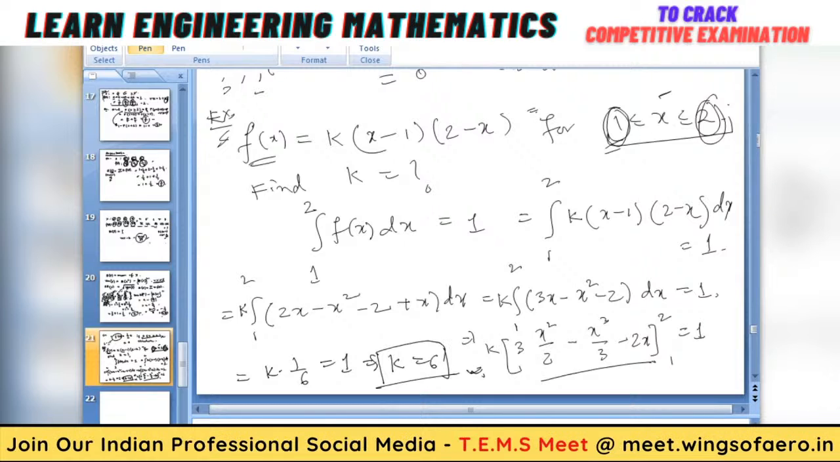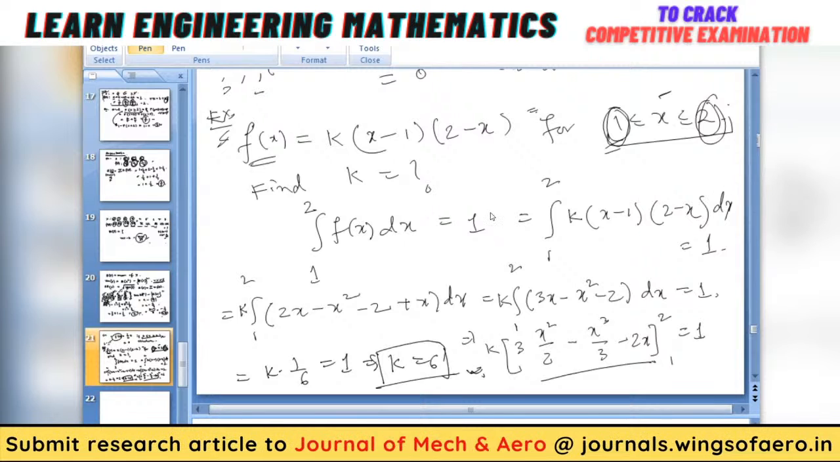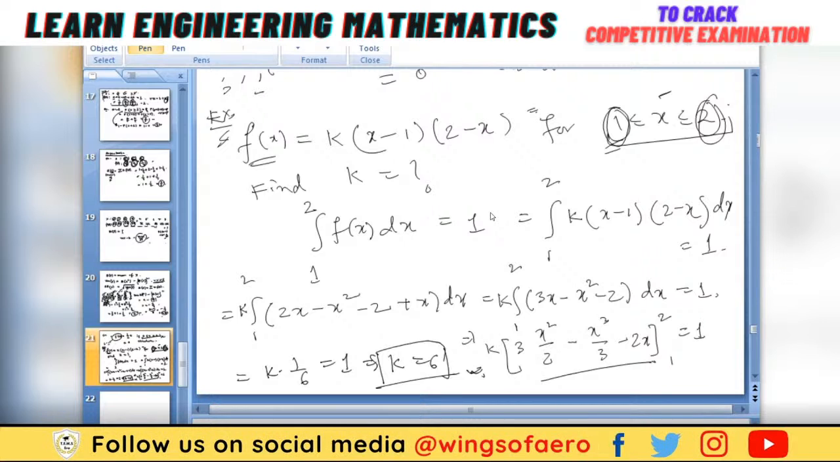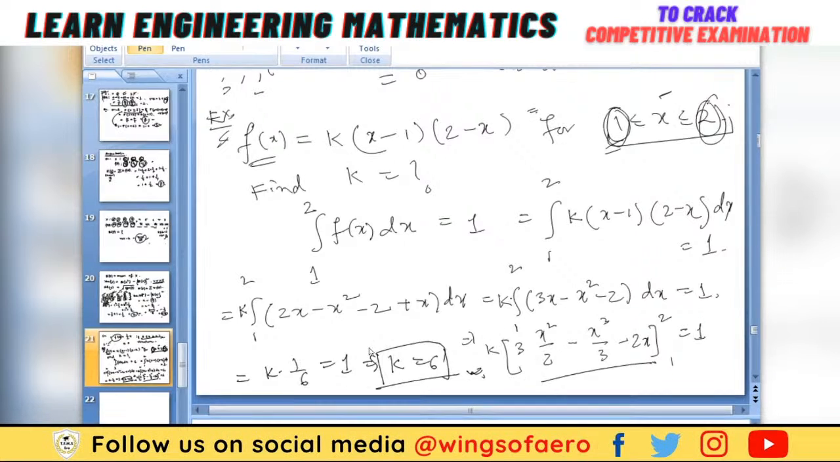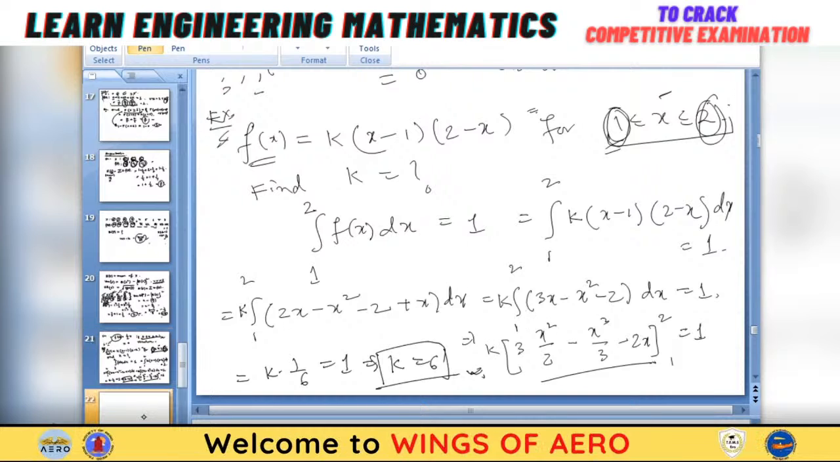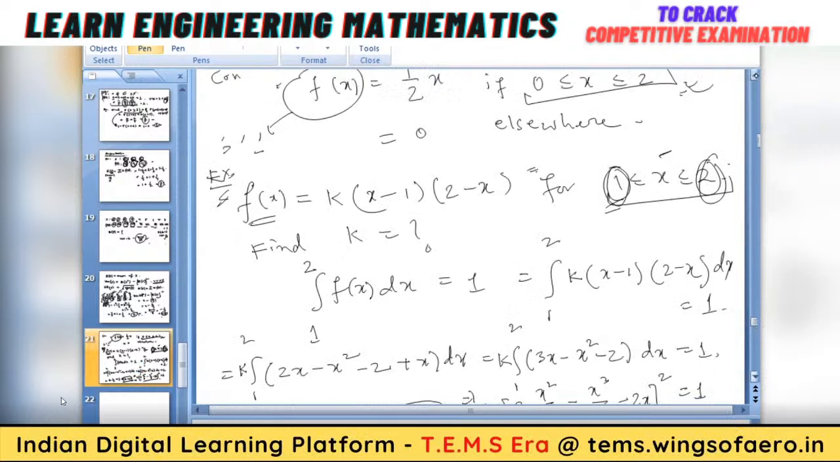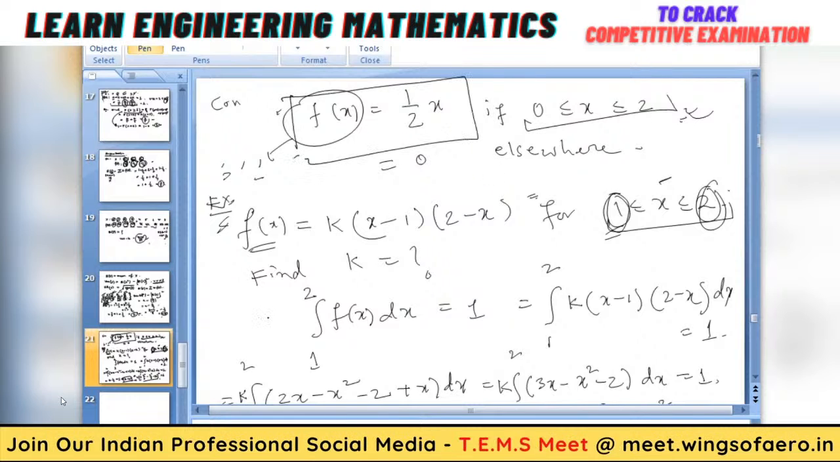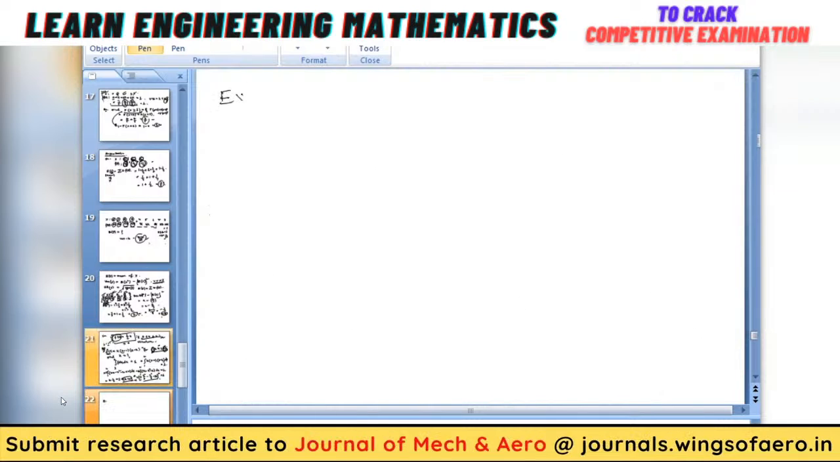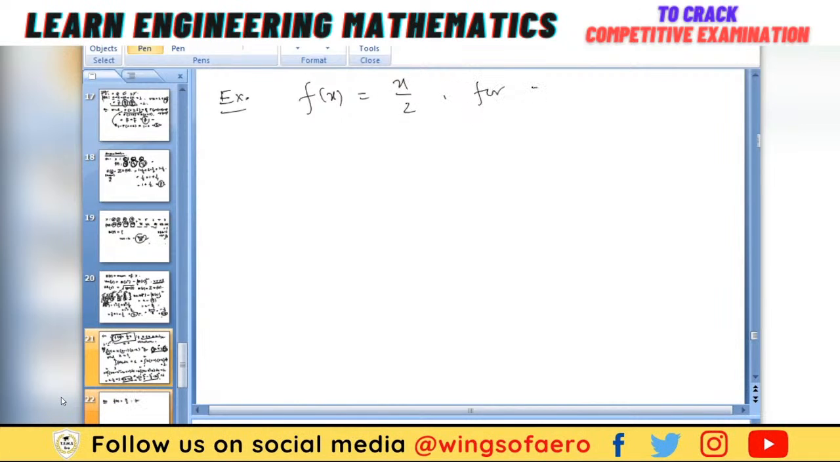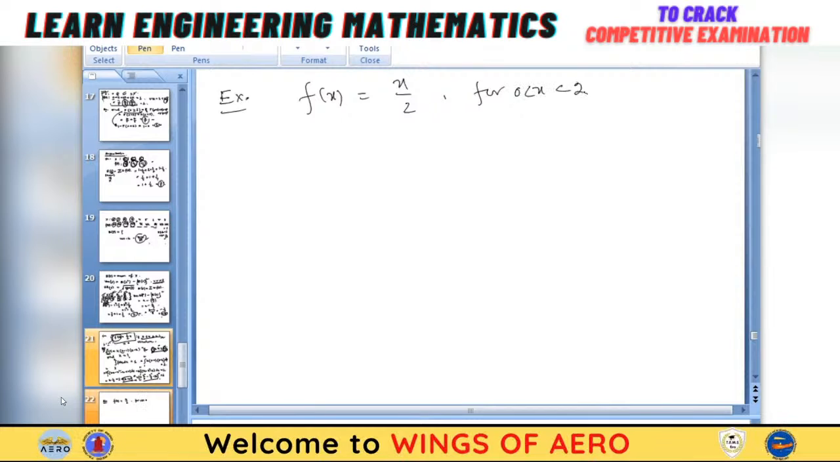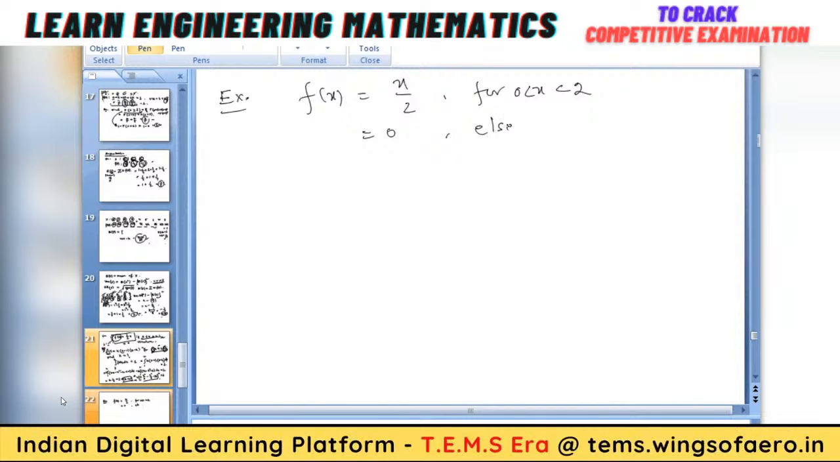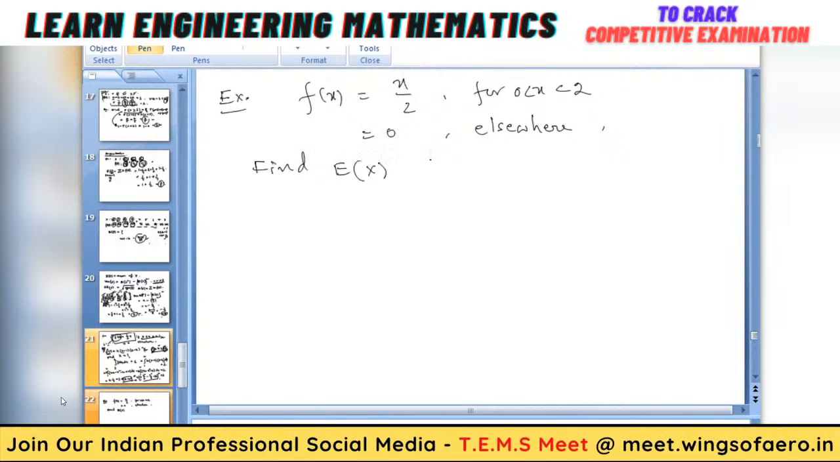Anybody has any doubt? Okay, now look at this second example. Now this is finding the value of expectation. Now consider this example, fx equal to x by 2 for x from 0 to 2, equal to 0 elsewhere. Find the expectation of x.